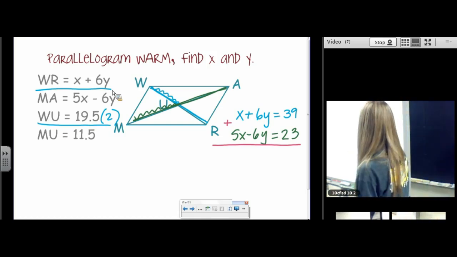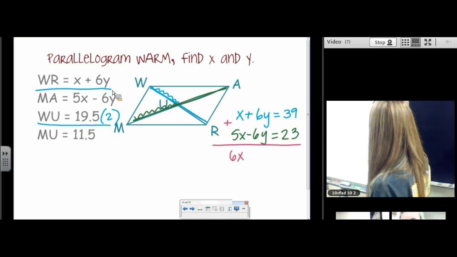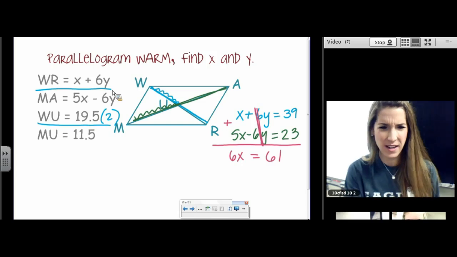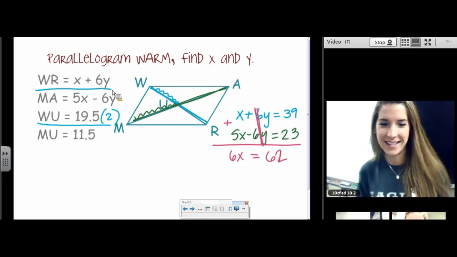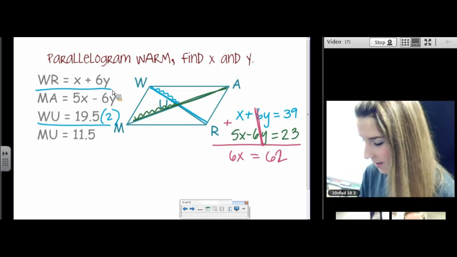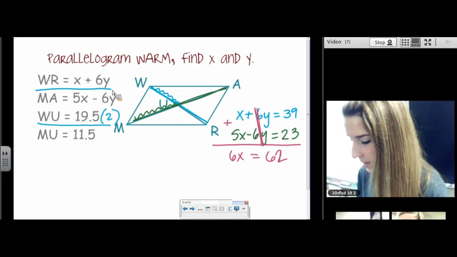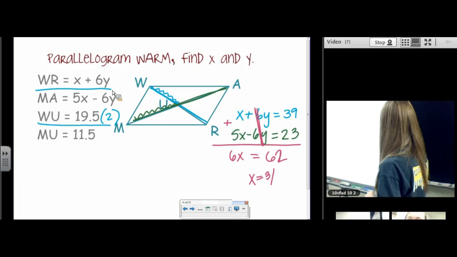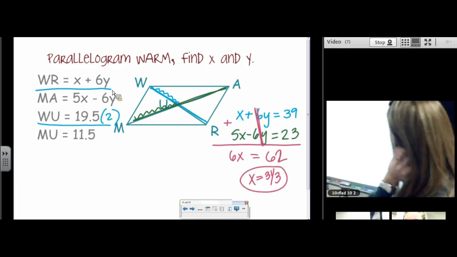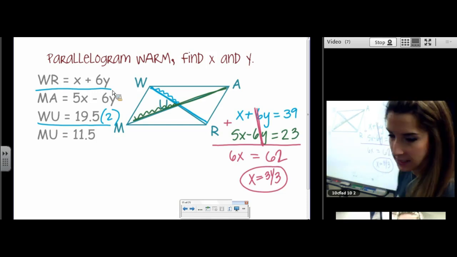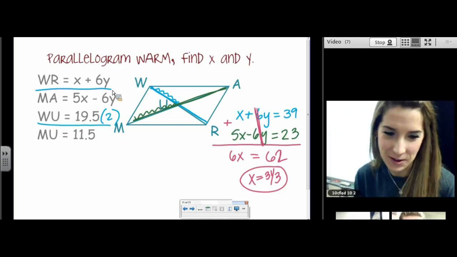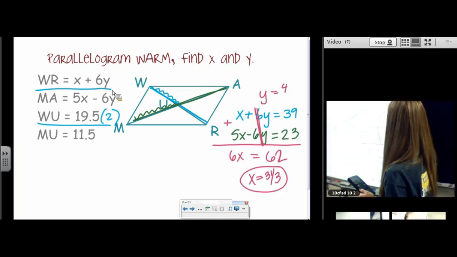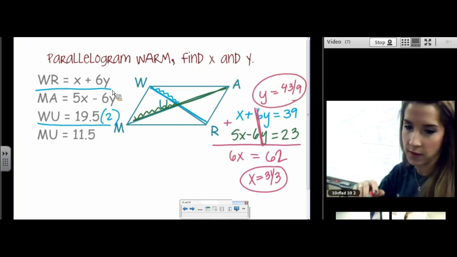So we have x plus 5x, we have 6x. These cancel, equals 61. All right, so we divide by 6, and we get a really ugly answer, 31/3. There we go. So how would we get y? We would just plug our x in to solve for y. That's why you use a calculator. It'll be prettier on your quiz. I got y is 43/9 when you plug in 31/3 to that.